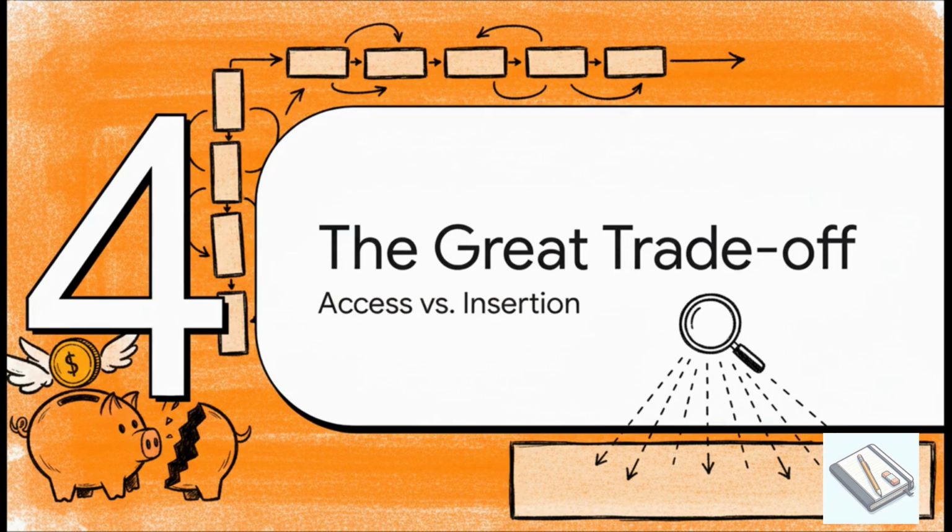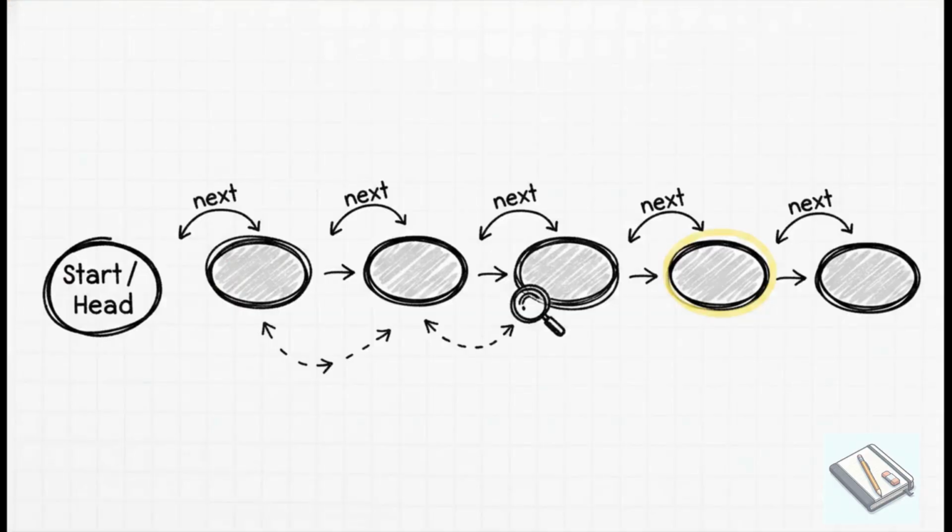This amazing flexibility for insertion comes at a price, and you pay that price when you try to access elements. You see, because all those nodes are scattered around in memory, there's no way to just jump straight to, say, the 500th element. If you want to get to a specific index in a linked list, you have to start at the very beginning, at the head, and follow those next pointers one by one, until you finally land on the one you're looking for.